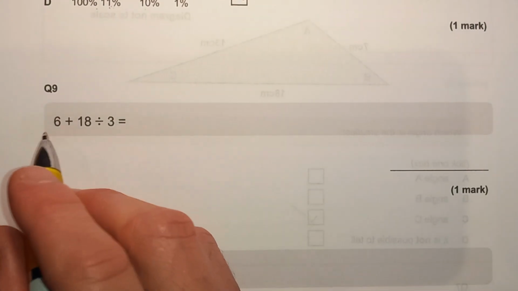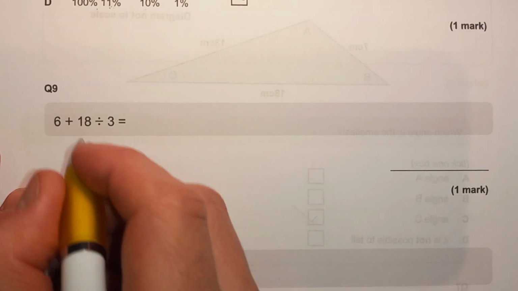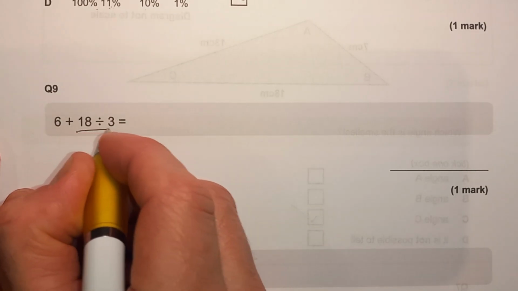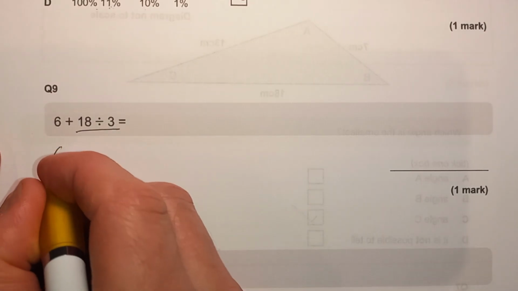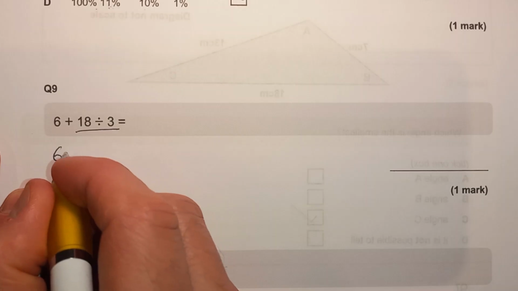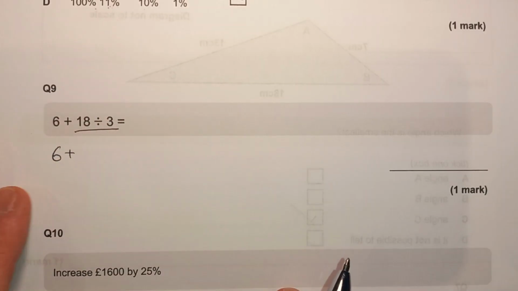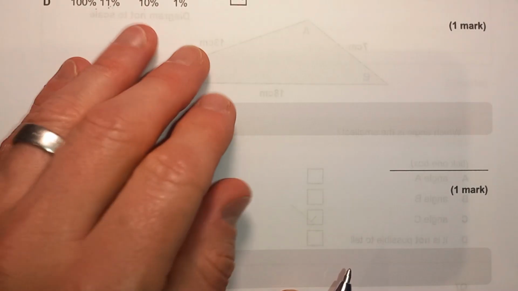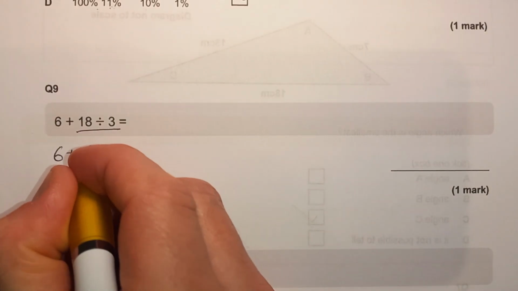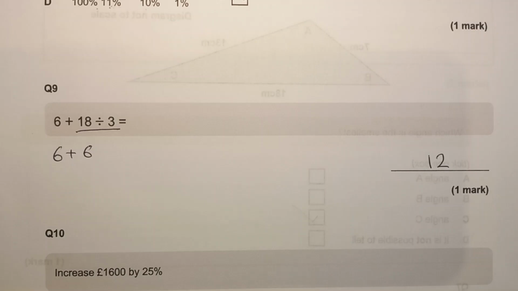Question 9. 6 plus 18 divided by 3. So we need to remember our order of operations, which says that we do our division before our addition. So we're still going to have the 6. We're not changing the position of it. It's just that we're doing this part of the calculation first. So 18 divided by 3. Well, let's do our 3 times table. 3, 6, 9, 12, 15, 18. So that's 6 times. So we've got 6 plus 6, which gives us 12.